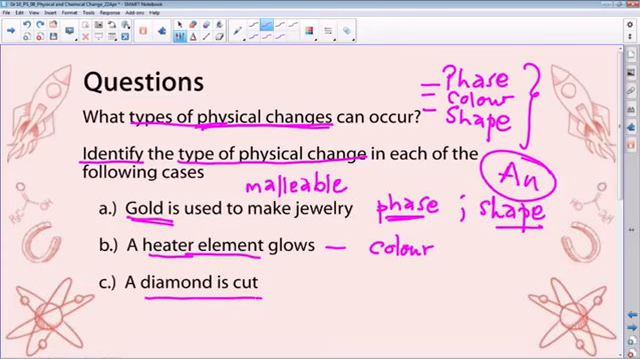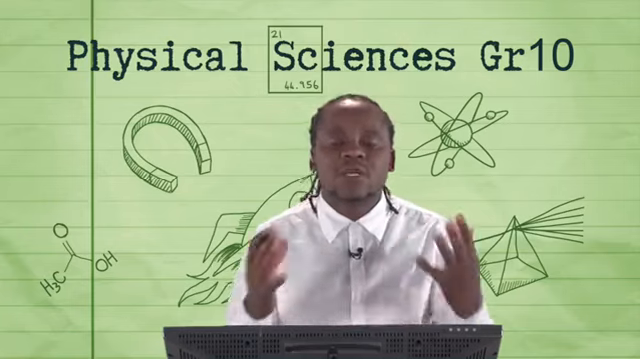Now, the cutting of diamond has to do with maybe it being used to make jewelry. We can cut diamond, one of the hardest materials. If it is being cut, that involves a change of shape. Very, very key. So these were pretty much very direct questions, and they were based on physical change. Let's look at questions that particularly focus on the chemical change.